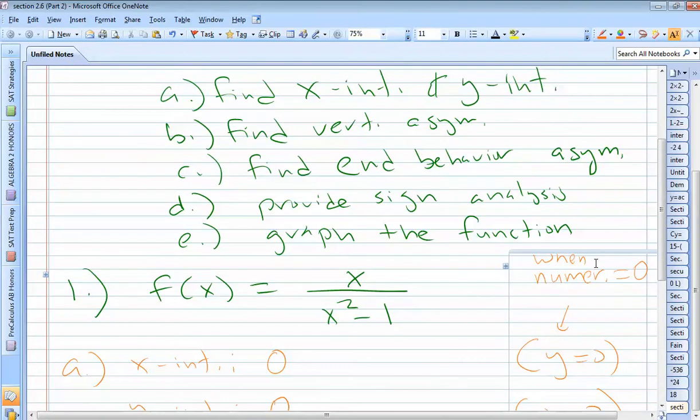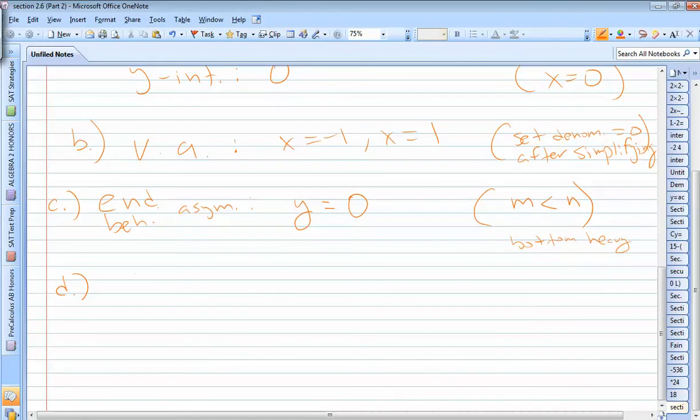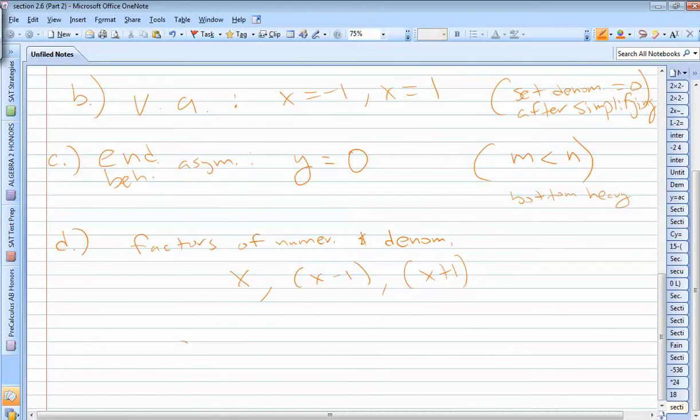Oh, sorry. It is B and C. Okay. Now for D, we're going to do a sign chart. For the sign chart, we need all factors of numerator and denominator. Where are all the factors? x, x minus 1, and x plus 1. So when you do your sign chart, we have 0, 1, and negative 1.